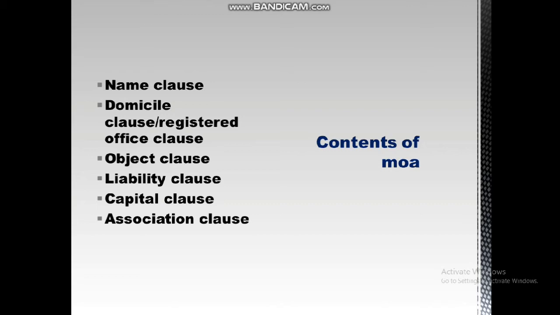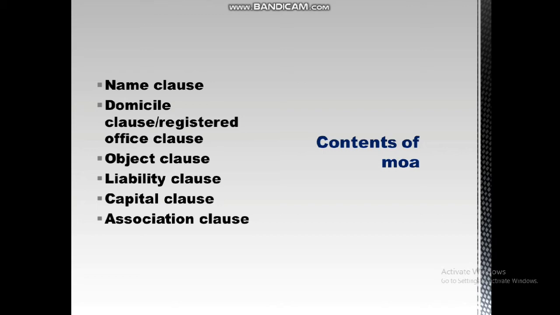And the fourth one is liability class. Liability of members is limited by the face value of shares. And for a company limited by guarantee, this class will mention the amount which every member undertakes to contribute to the assets of the company. For example, not exceeding 500 in the event of winding up. For a limited company, this class is not needed.